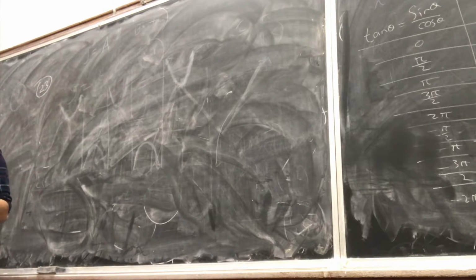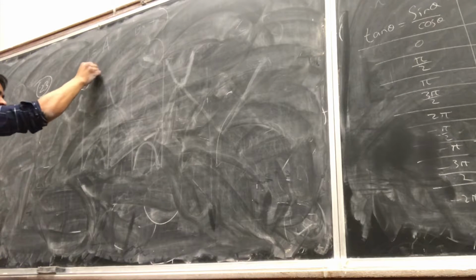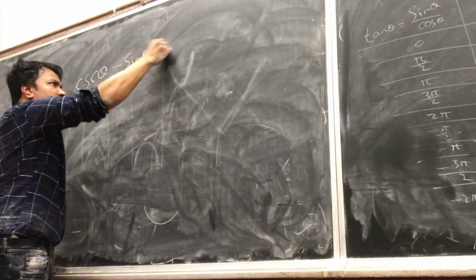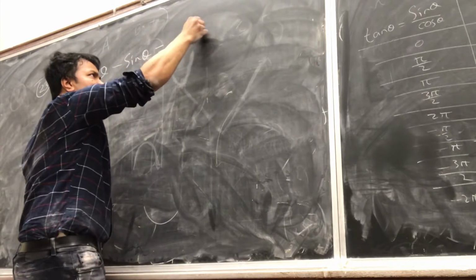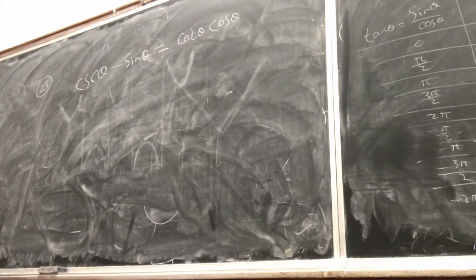The next one, who is reading the next one? Cosecant theta minus sine theta equals cotangent theta times cosine theta. Did I write it correctly? Yes. Please check it twice. If I write it correctly, then that's fine. Okay, great. I give you 1 minute.